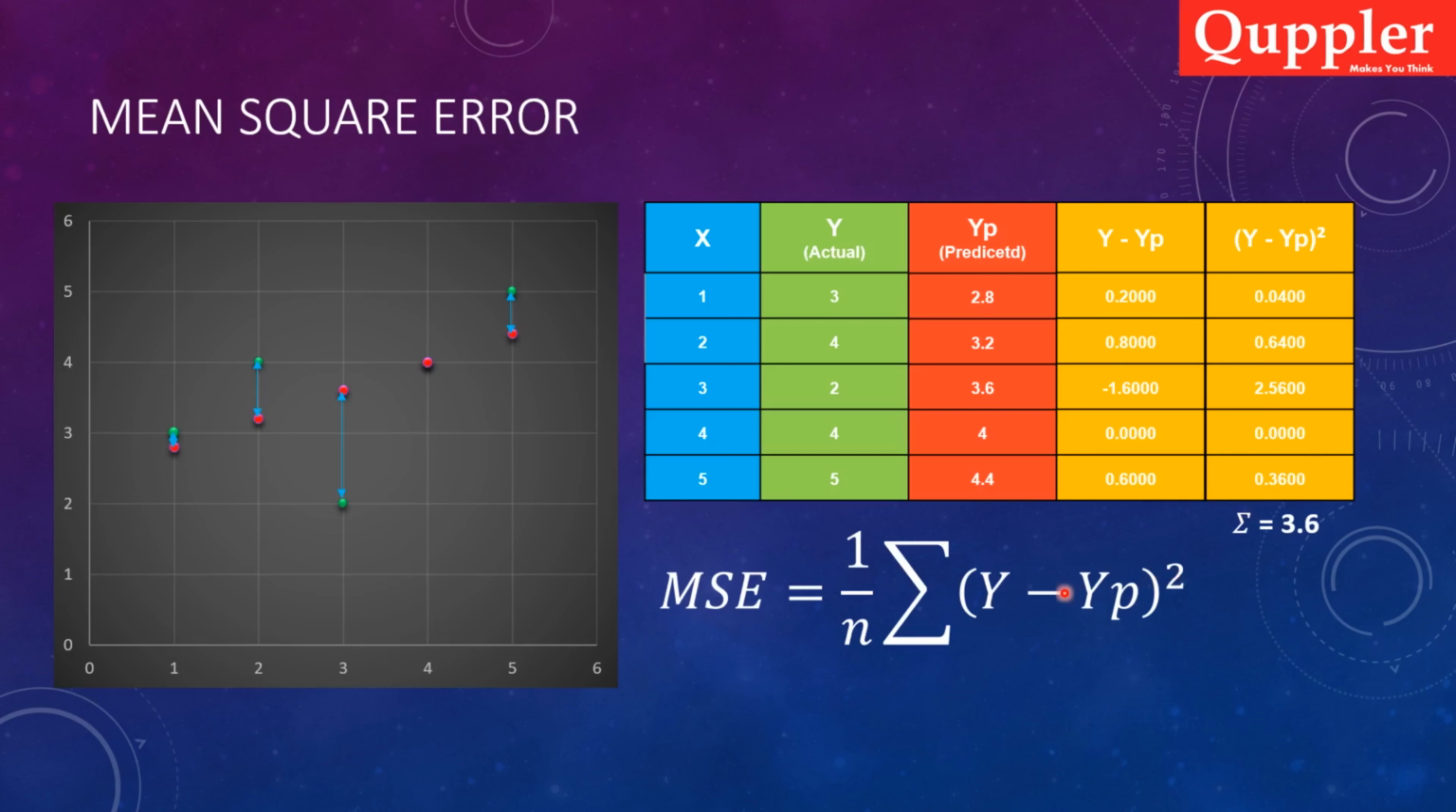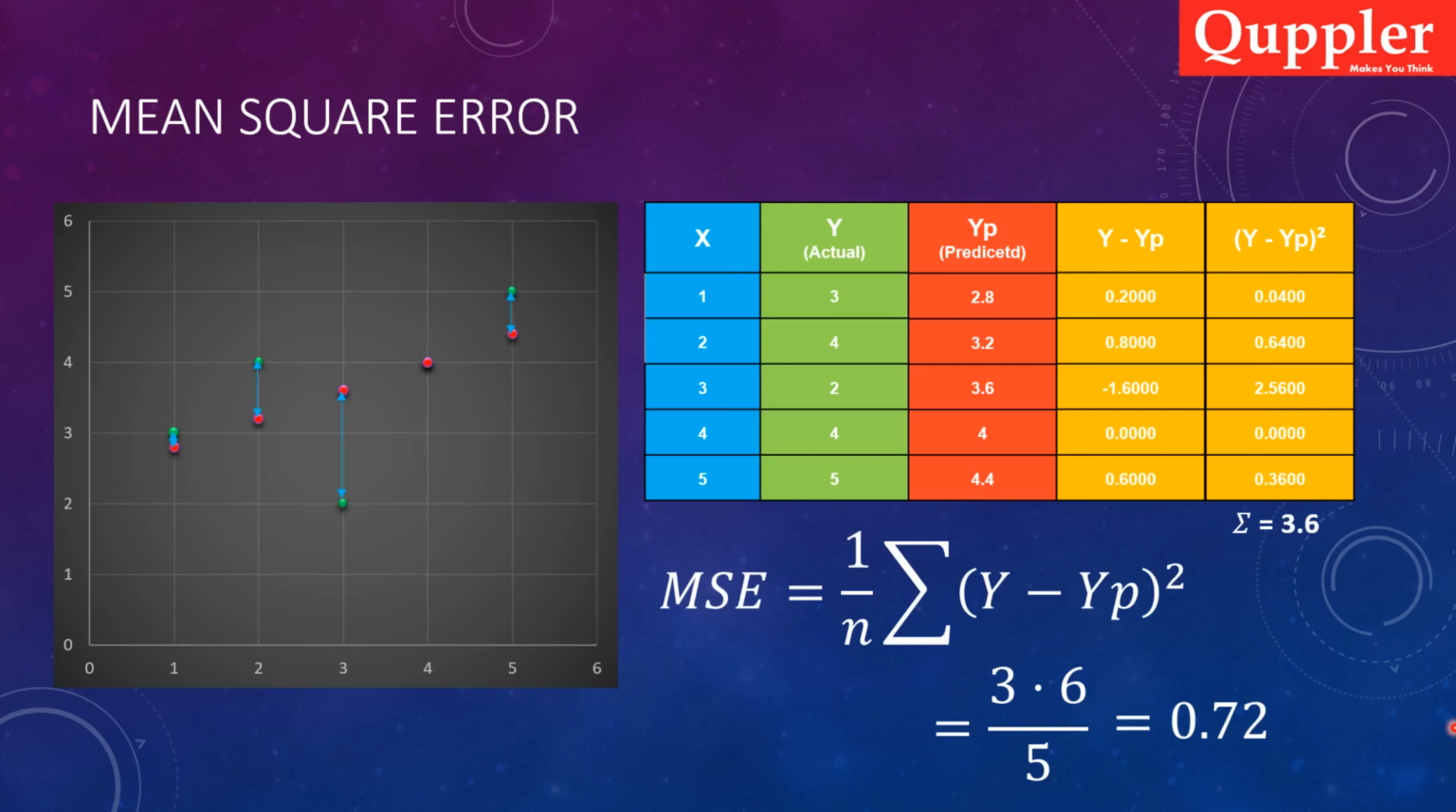Doing the whole square of it, you will get the values of y minus yp whole square. Now to get the summation of it, adding up everything, you get 3.6. Then we put that in the formula to calculate this MSE. Next would be 3.6 divided by 5, where 5 is the number of data points we have. So 3.6 by 5 gives me around 0.72. So that would be my mean square error.